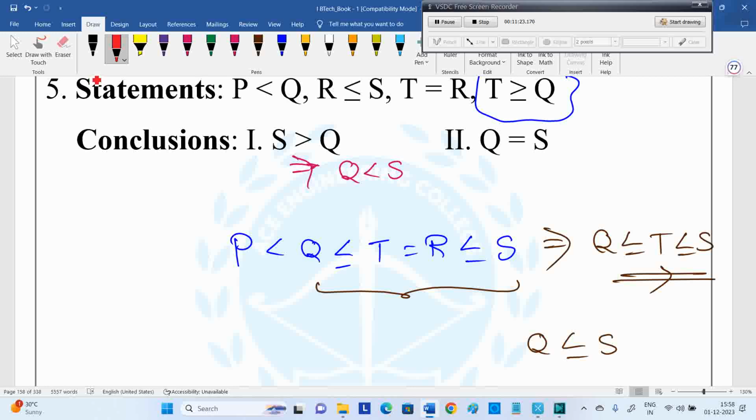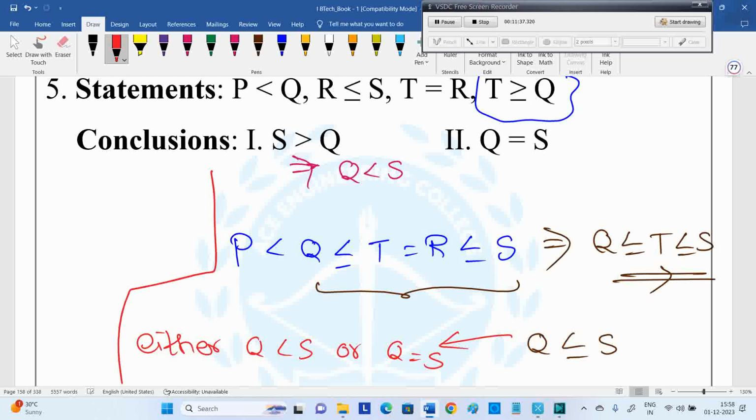Both follows, no. Either. How to read this? Either Q is less than S or Q equals S. So the answer is either 1 or 2. This is why I said in the introduction that reading that symbol as either-or is important. The symbol is read as either less than or equal. Here, either Q is less than S or Q equals S.